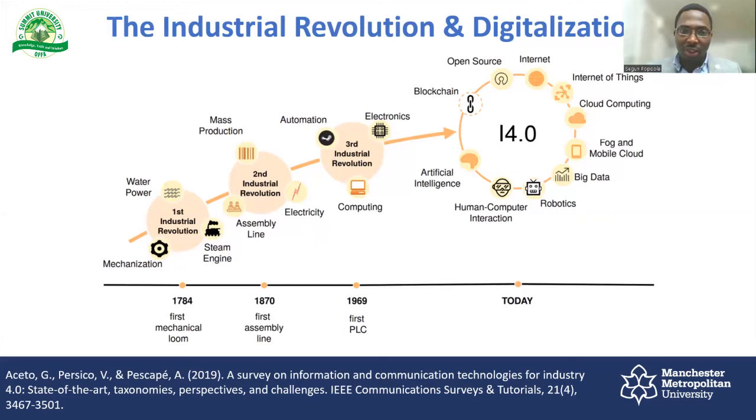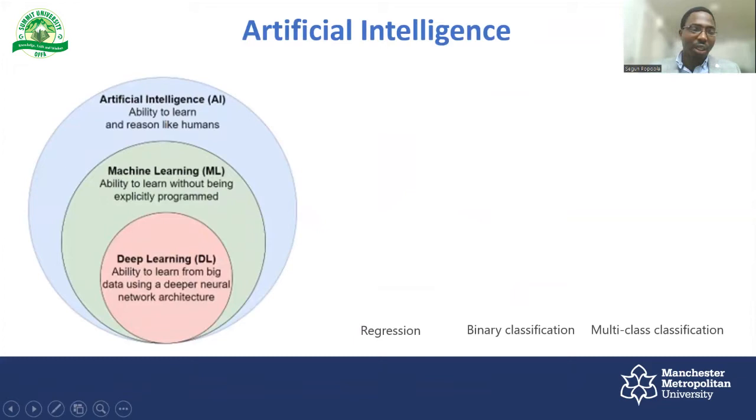AI is actually one of the key technologies of the fourth industrial revolution. That is why it's very important. It's a hot topic today. Now, when we talk about artificial intelligence, what we are just talking about is the ability of machines to learn and reason like humans. So, what we are just saying is that we want to empower non-living things, objects. We want to empower them with the ability to reason like humans.